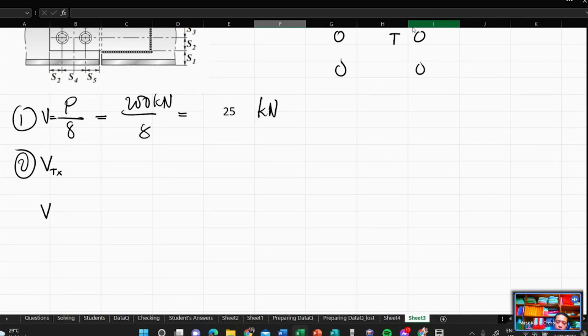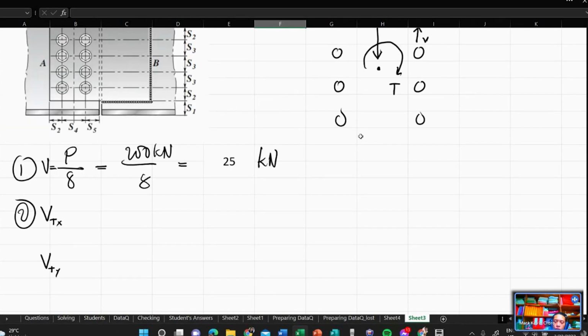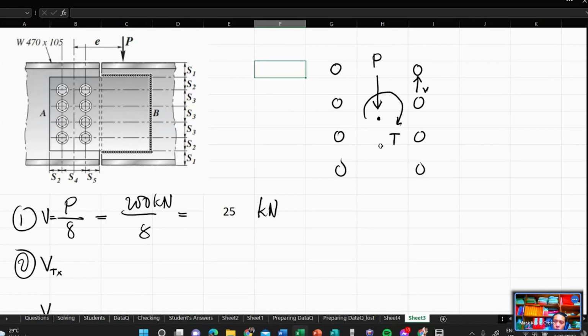Okay, for the sake of discussion, let's denote this as VTX and VTY. So the shear due to the torsion in the X direction, and the shear due to the torsion in the Y direction. Okay, this is your torque. So your VTX is equal to, how do we do this? VTX means this force. Then VTY we will do afterwards. Let's solve VTX first. So how do we do that?